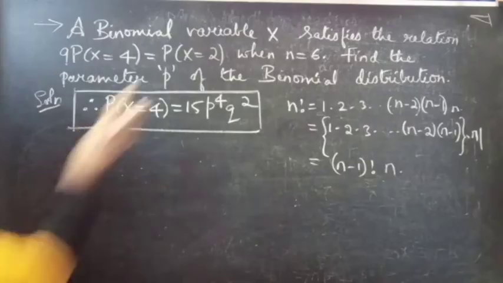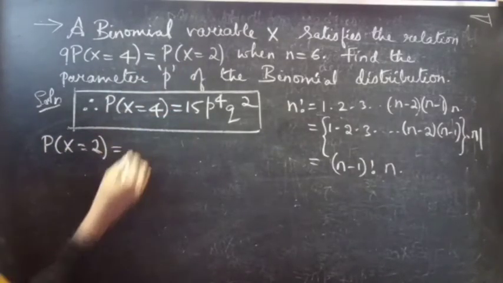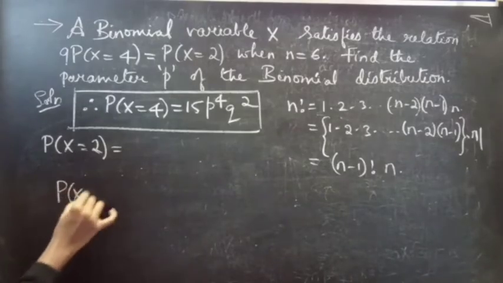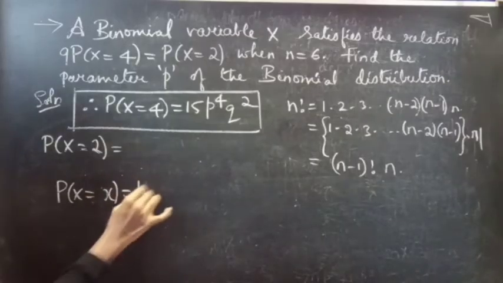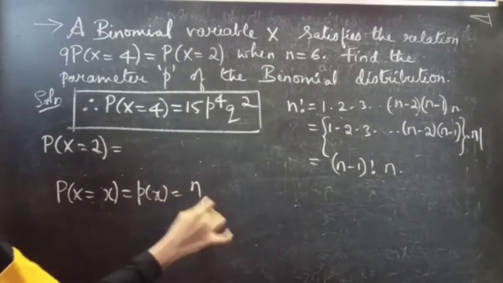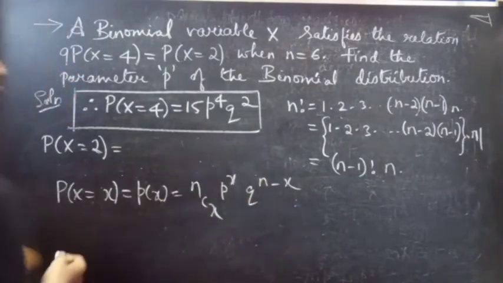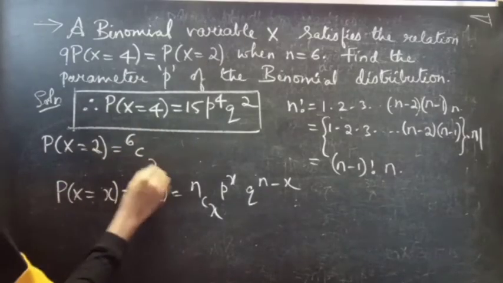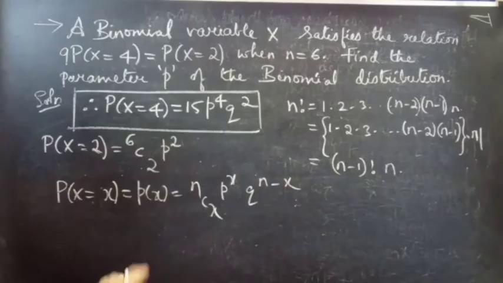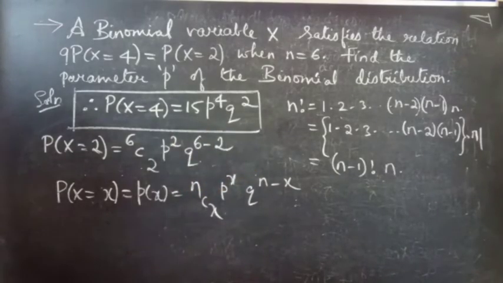So now we are going to consider probability of x equals 2. Since we know that the probability mass function of binomial distribution is given by nCx p power x q power n minus x, and we have n equals 6 again, we get 6C2 with x equals 2, p power 2 or p square, q power 6 minus 2. Simply we are substituting the values of n and x.